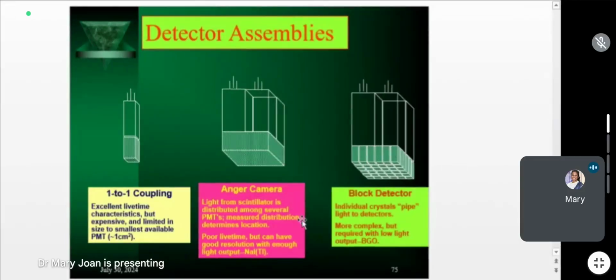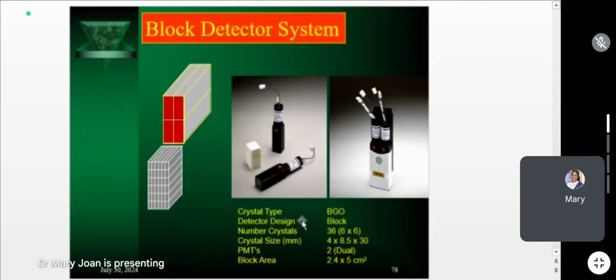The pictures are self-explanatory over here. So these are some real-time photographs of the detector. So here you can see the number of crystals is 36 of the size 4 into 8.5 into 30, and dual PMTs are utilized for a block area of 2.4 into 5 centimeters square.